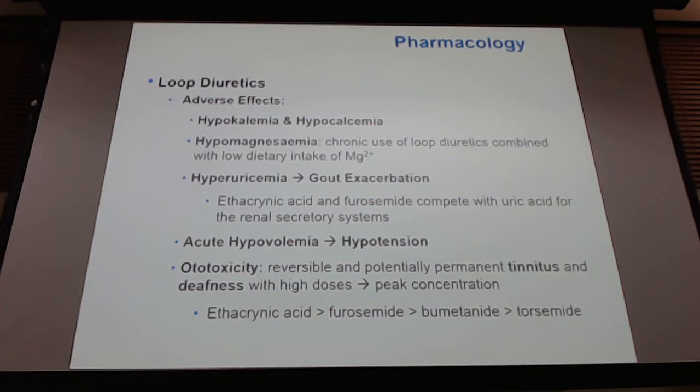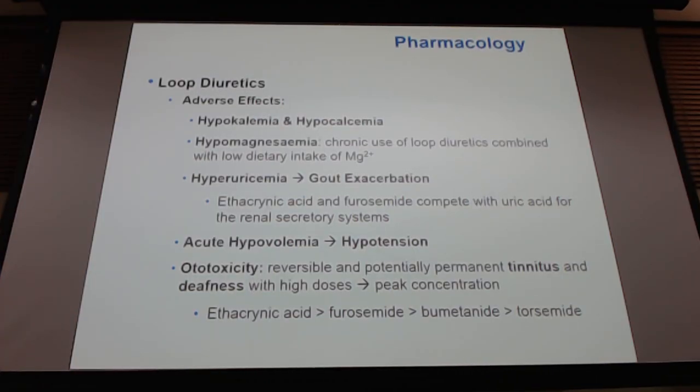So yes, it causes hypokalemia and hypocalcemia. Can also cause hypomagnesemia, with chronic use of loop diuretics combined with a low dietary intake of magnesium. And as stated before, it competes with urate for that transporter. So you'll get hyperuricemia, which can lead to gout exacerbation. And we'll see this with ethacrynic acid and furosemide.